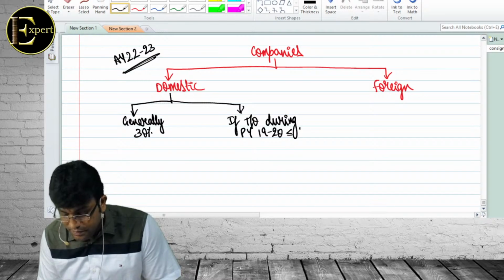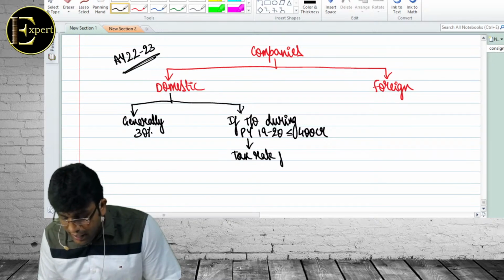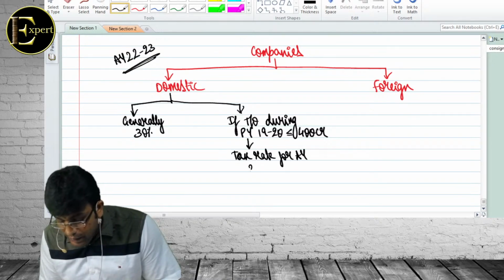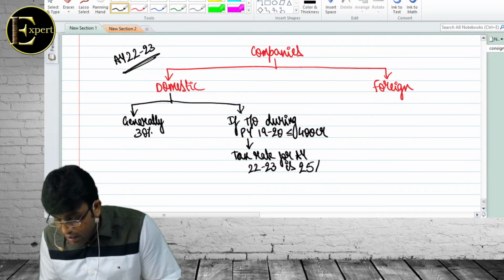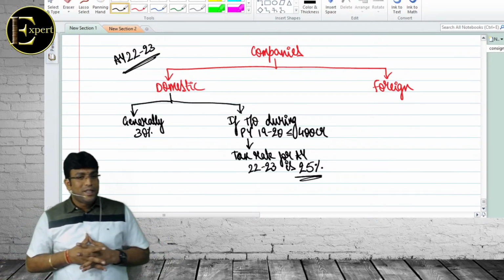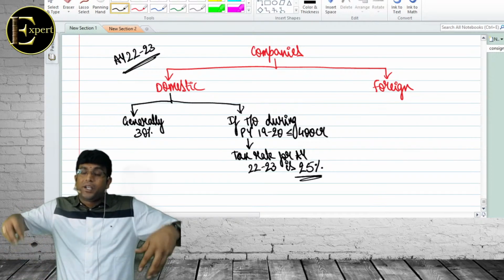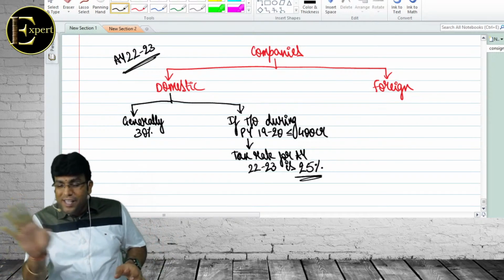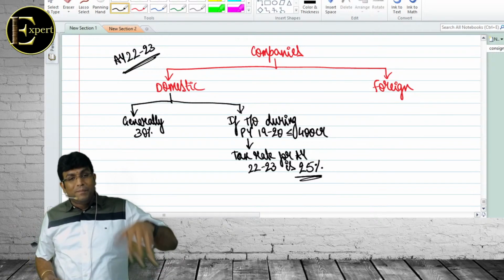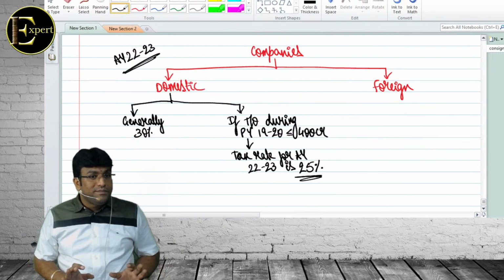If turnover during previous year 19-20 does not exceed 400 crores, then the tax rate for assessment year 22-23 is 25%. समझ रहे आप ये बात? Sir, to check the tax rate for assessment year 22-23, we are not seeing previous year 21-22. We are seeing previous year 19-20. आपको याद रखना पड़ेगा ये चीज.